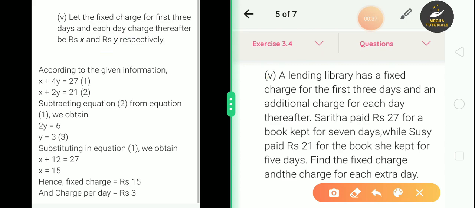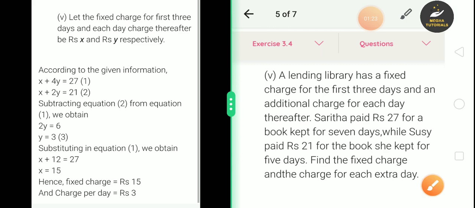Okay, now from first condition, Sarita paid 27 rupees for 7 days. It means fixed days are 3 and remaining days are 4. So charge for fixed days is rupees X and remaining each day is Y, so 4Y, and total charge is 27. Therefore equation is X plus 4Y is equal to 27. And for Suji, total days are 5, so 3 fixed days and 2 other days, so equation is X plus 2Y is equal to 21. So equation 1 and equation 2.